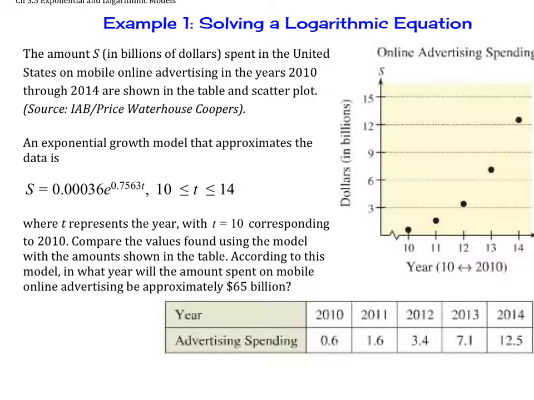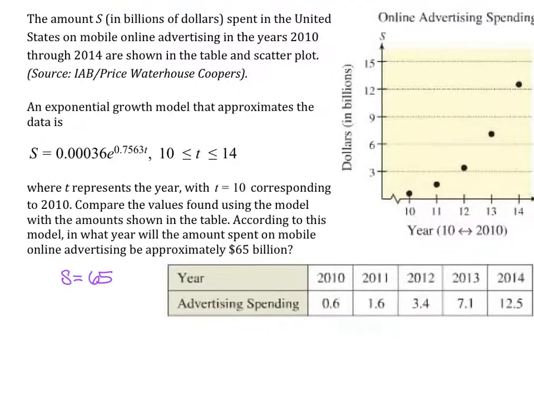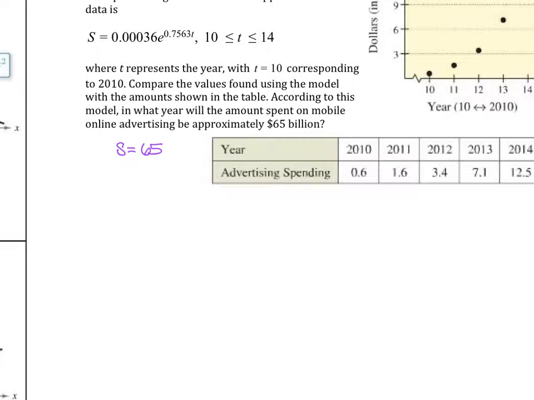So what we are given is the equation, and we also know 65 billion is going to be S. S equals 65. So let's go ahead and plug that in and solve for it. This is going to be 65 equals 0.00036 e raised to the 0.7563 t, and then solve for t.